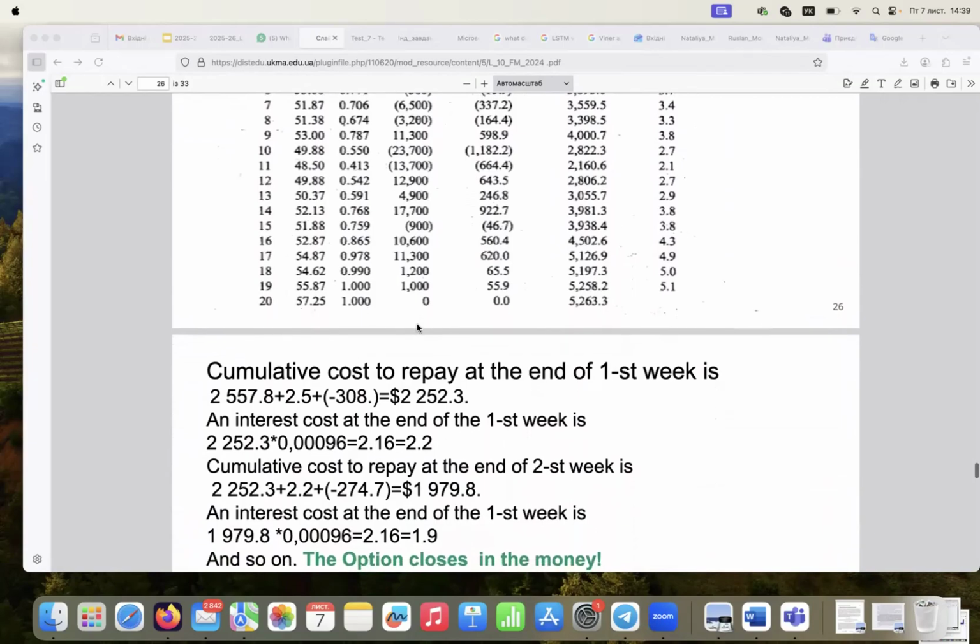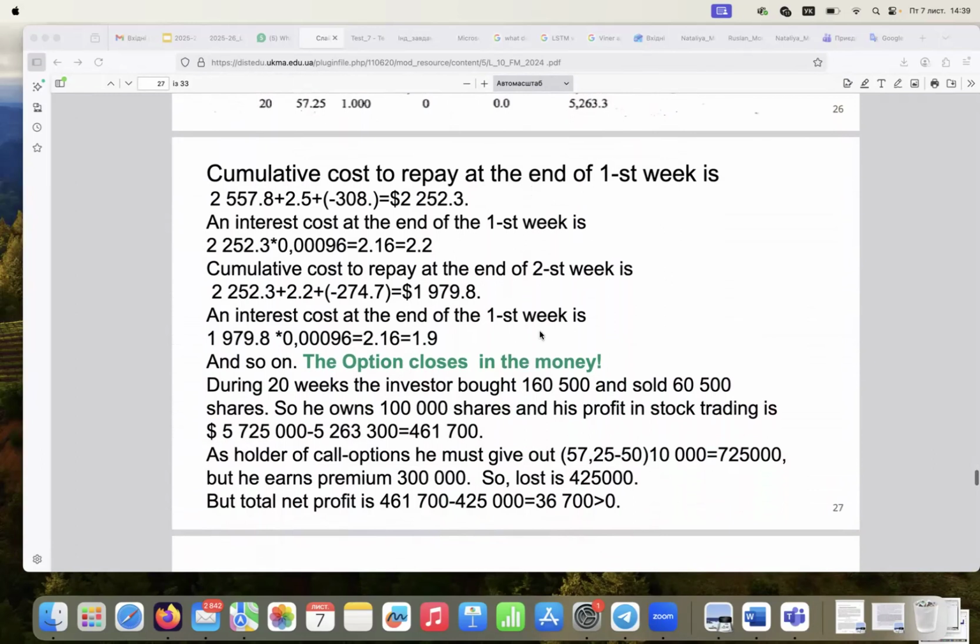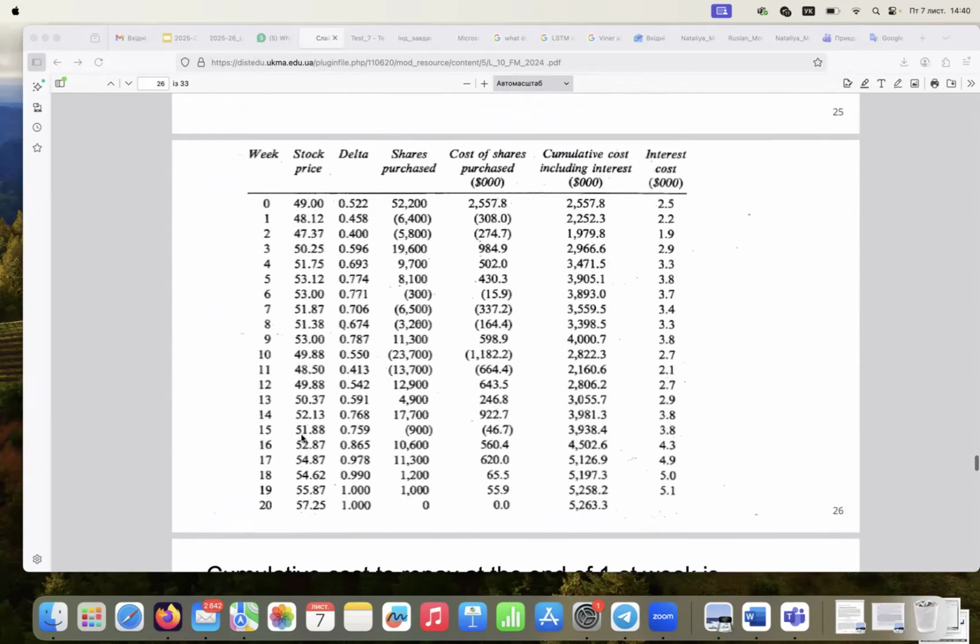Cost to repay, interest cost, cumulative cost to repay. It is this. At the end of the 20 weeks, we bought this number of stocks and sold this number of stocks. So at the end, we own 100,000 shares. How can we find this? Do you understand how we can find this?